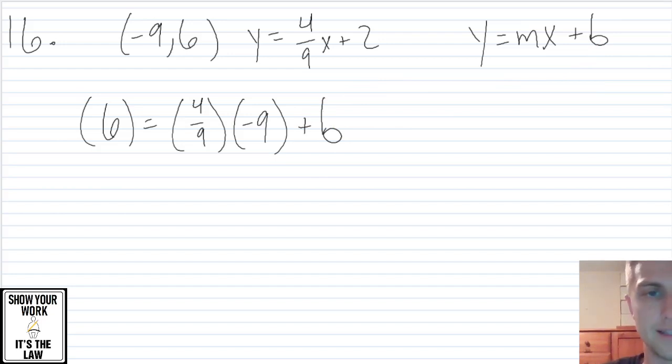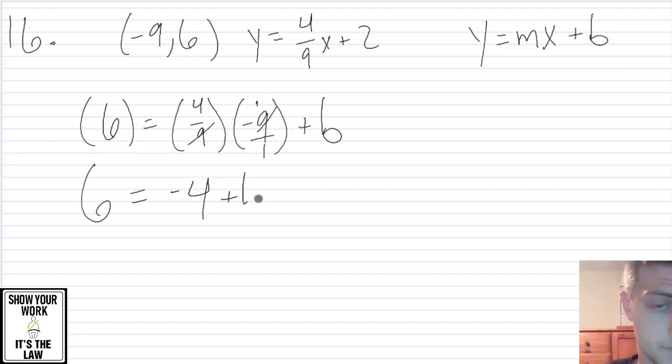So 6, can't do anything there. We got 4 over 9 times -9, and that's the same as -9 over 1. The 9's cancel, so we're left with -1 times 4, which is -4 plus b. To get b by itself, we have to add 4 to each side.